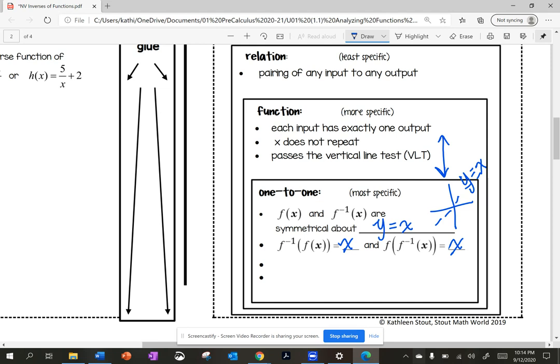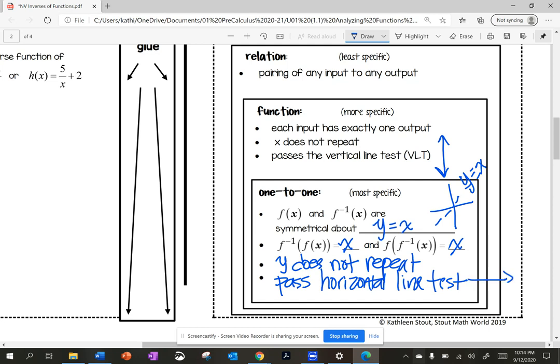So I would add a few more tests. If I was looking in a table, this is where I'd say y does not repeat. And if I was looking at a graph, I would say I pass the horizontal line test. Okay, so the horizontal line test.